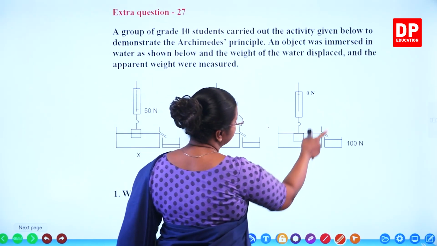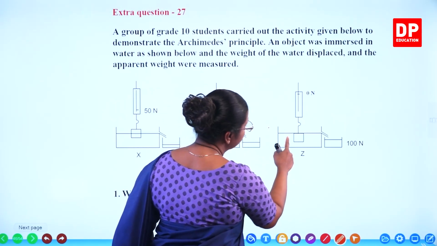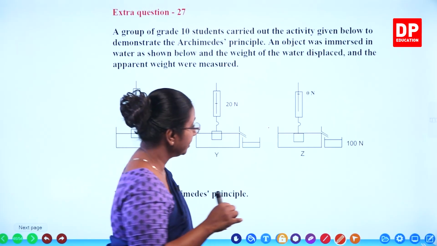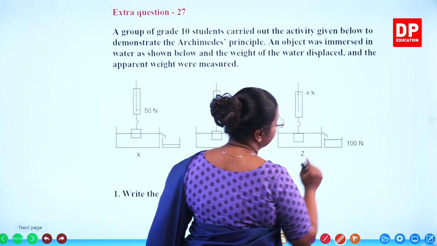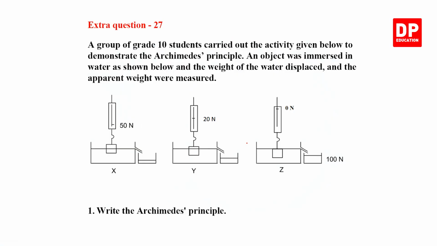And in Z, the third instance, you can see the Newton balance reading 0. That is when the object is completely submerged in water, and here the weight of water that has been displaced is given as 100 Newton. So those are the information that is given to us.